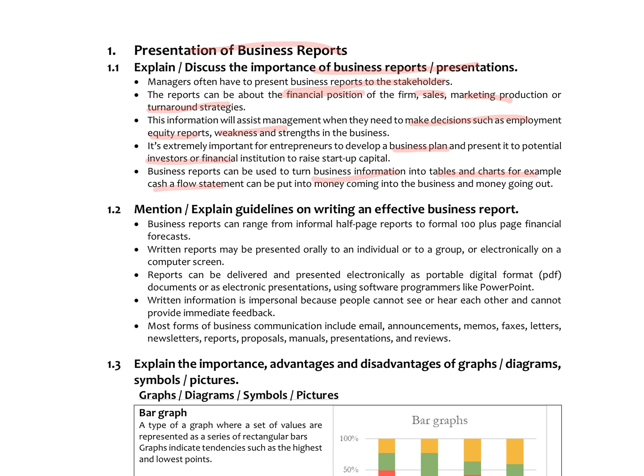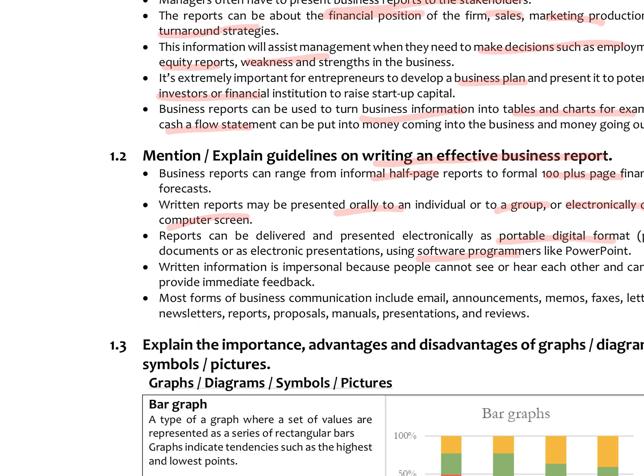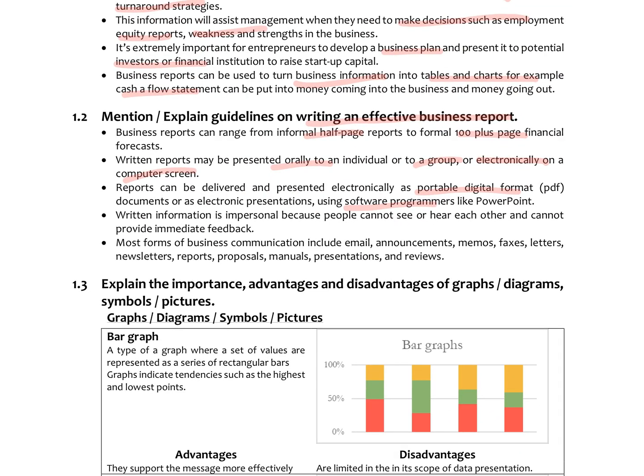Now, the next question is the guidelines on writing an effective business report. A business report can range from half a page to a 100-page plus financial forecast. Written reports may be presented orally to a group or electronically on a computer screen. The reports can be delivered and presented electronically in a PDF format or using software programs like PowerPoint. Right, so that is the basics of guidelines to writing an effective business report.